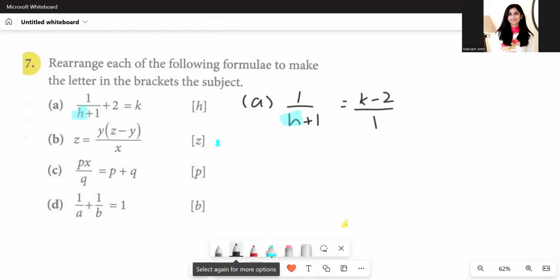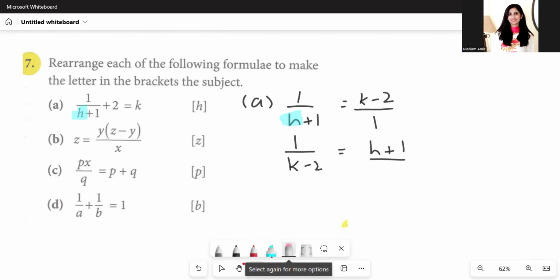Now, he said move this to this side and this to this side. Okay, so I'm going to cross multiply and I'll bring this here and I'll bring this here. So 1 upon k minus 2 equals h plus 1 divided by 1. Okay, I just changed the positions of these two. This went in the denominator, this came to the numerator. All right, now I don't need this anymore. Divided by 1 just means the same number.